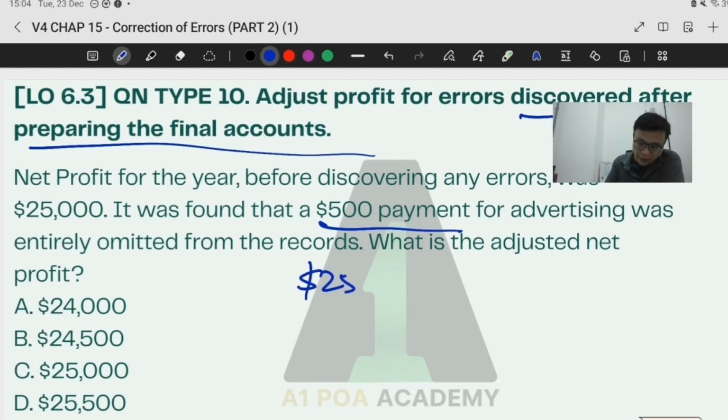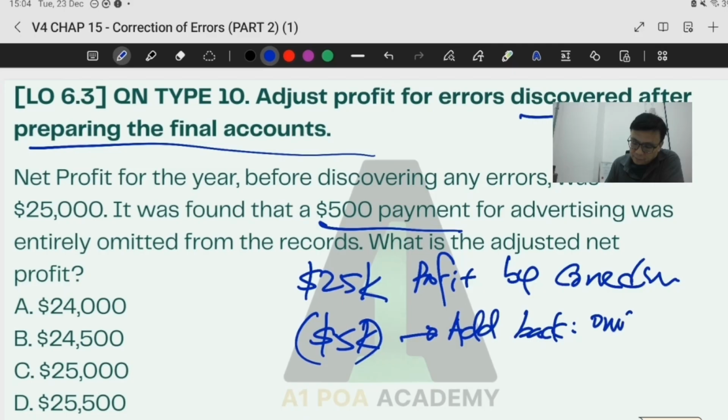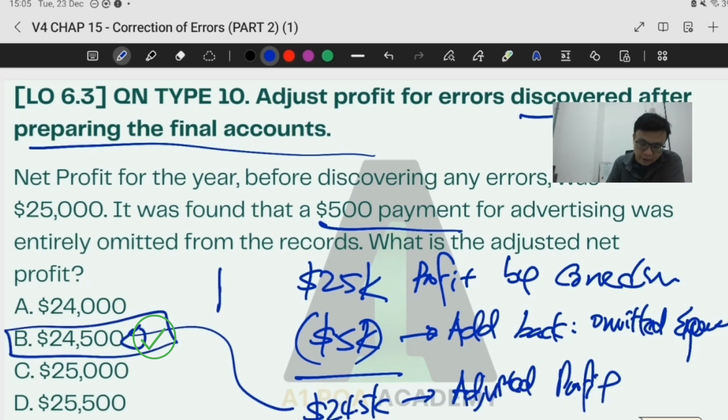So you have 25k here, right? 25k, which is the profit before correction. Now, if there is expenses of $500 that have been omitted, you have to take into account. So this is where you have to add back these omitted expenses. And therefore, you will then derive an adjusted profit of 24.5k. So therefore, the answer will be B. B is the correct answer.